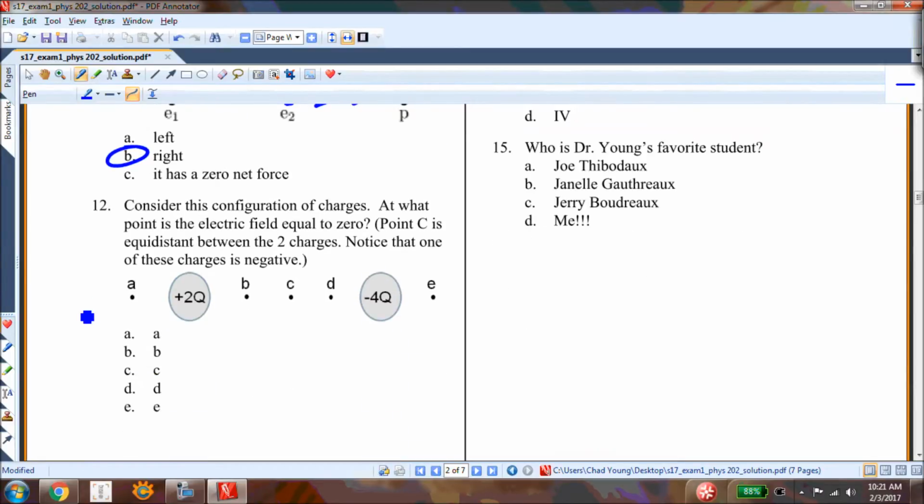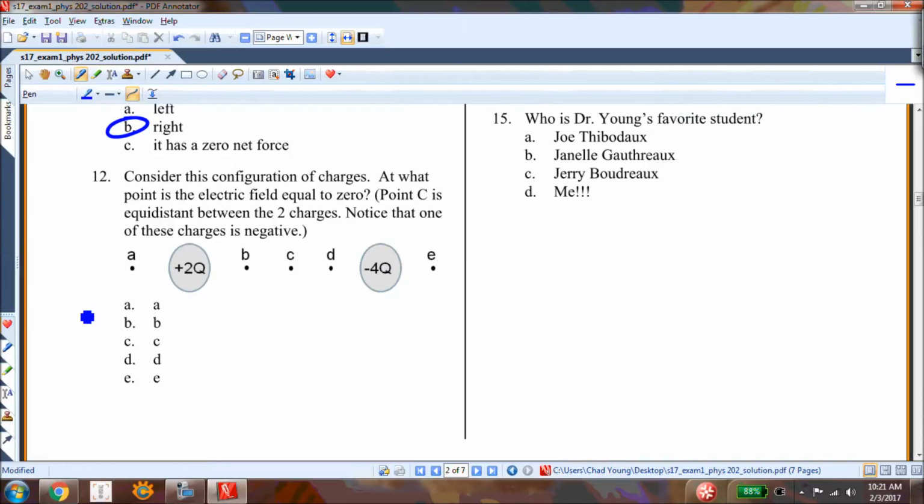Consider this configuration of charges. At what point is the electric field equal to 0? Let's see, we just want to sort of take each spot. Let's just start here in the middle first. Due to the minus 4q charge, the electric field is in that direction. Due to the plus 2q charge, it's also in that direction. So I can't get anywhere in the middle where the electric field is 0, because they're going to add up. They're both in the same direction.